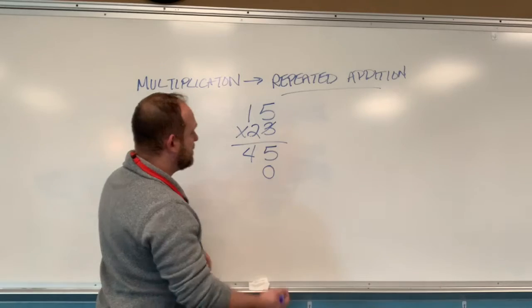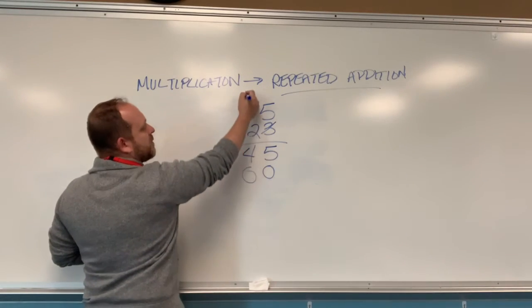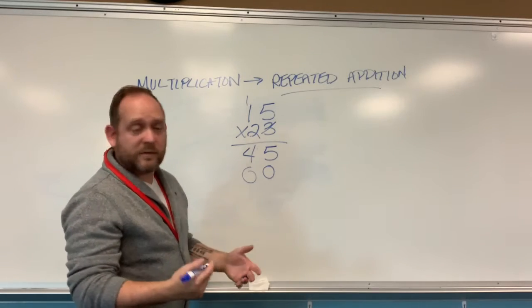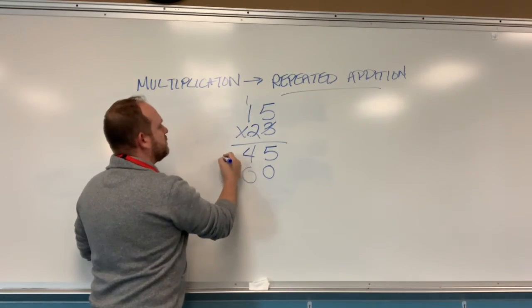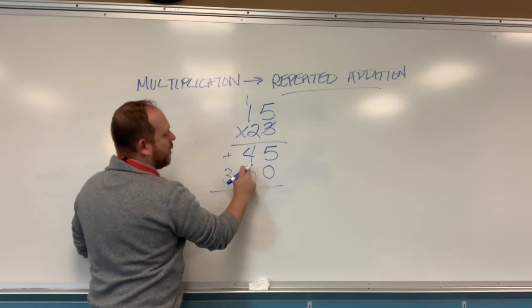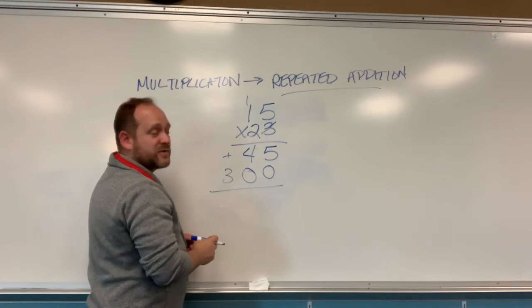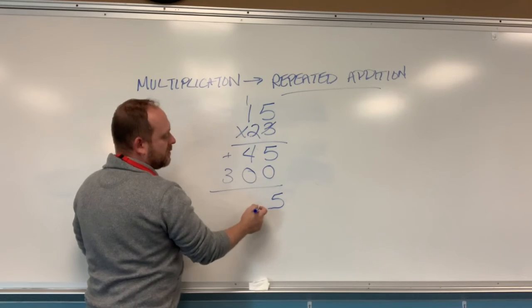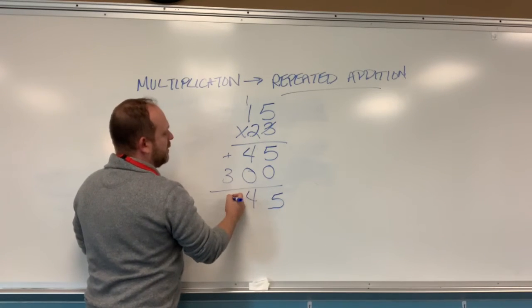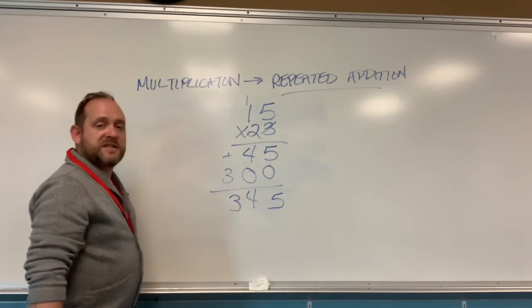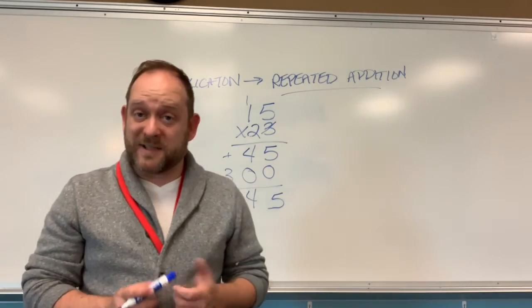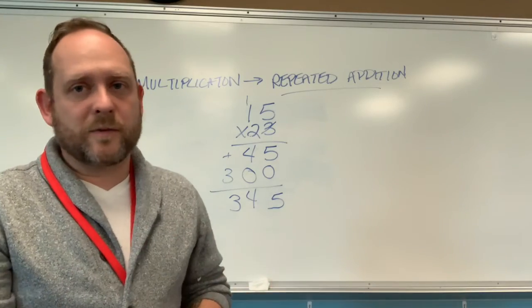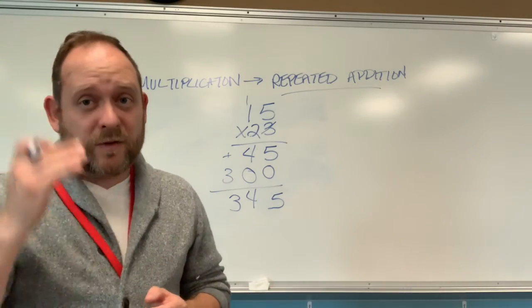2 times 5, 10. Carry my 1 over. 2 times 1 is 2. Add 1 more to it, 3. Ladies and gents, then all we have to do is add these straight down. 5 plus nothing, 5. 4 plus nothing, 4. The 3 stands alone by himself. Ladies and gents, your answer is 345. It's that easy. So just remember, you're just repeating the addition, but we've got to know those facts in our heads.